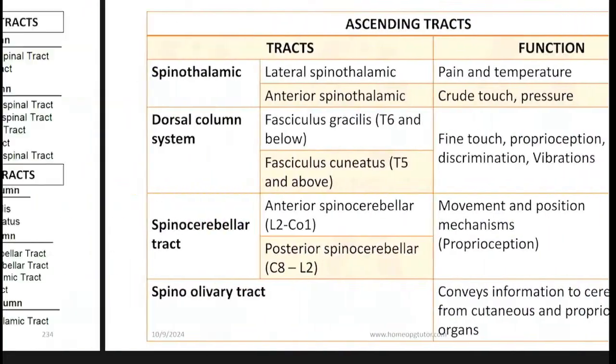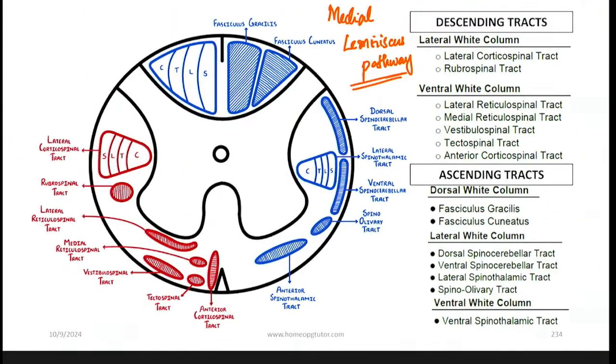So these are basically the functions of our ascending as well as descending tracts. Just remember this much.